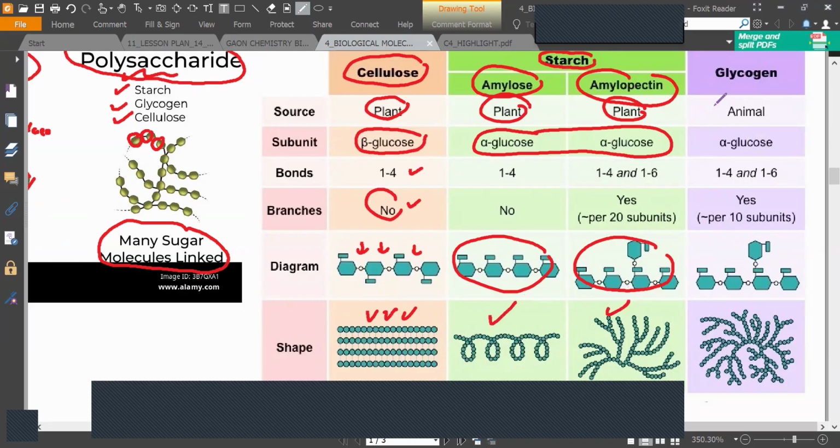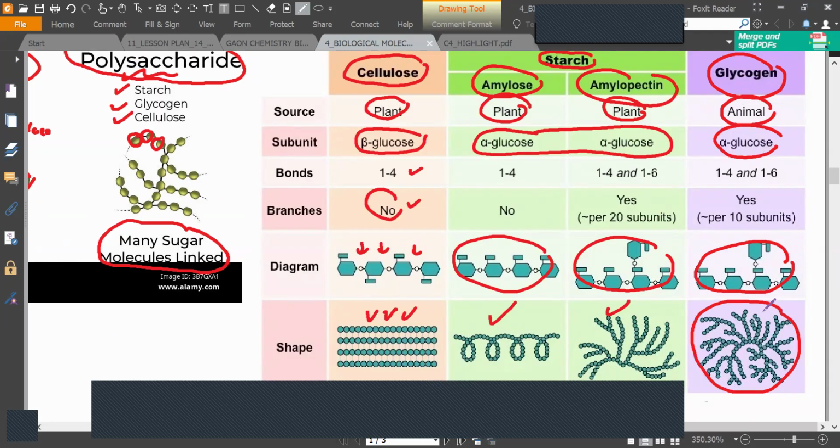And then finally, glycogen. Glycogen is from animals, made of alpha glucose. They also have branching. So the glycogen in humans looks like this. All of them are coming from glucose.